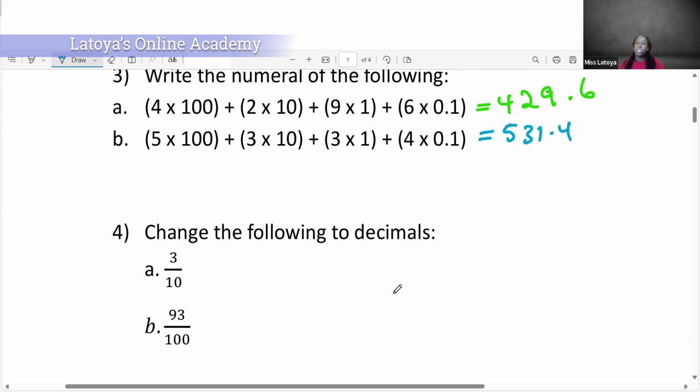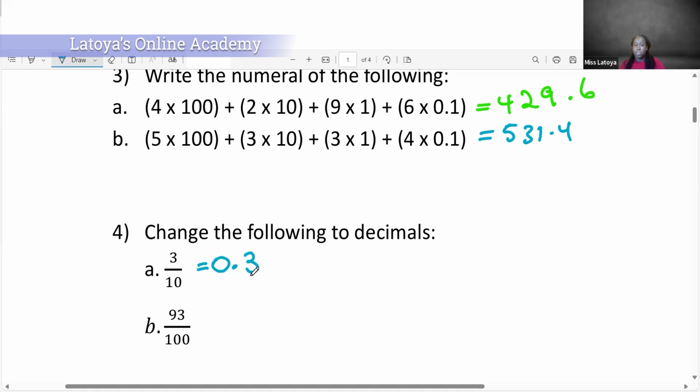Question 4 wants us to change the following fractions to decimals. Let us read the fractions we have here. This is 3 tenths. How do I write 3 tenths? Tenths is the first place after the decimal point. So after the decimal point, I need to put 3 in the tenths place. I have no whole numbers, so I write a 0 before it as a placeholder.